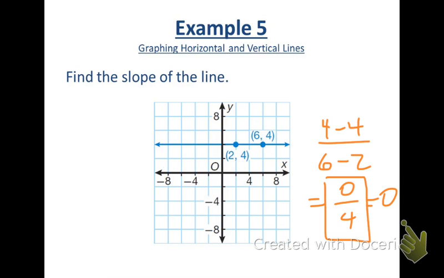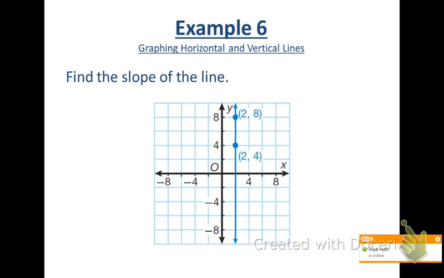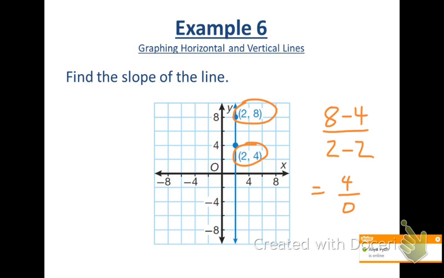Okay? All right, what's the slope of this line? Same line. Why? Because it's vertical, right? But if we use the slope formula, change in y, y2 minus y1, 8 minus 4 over 2 minus 2, that's equal to 4 over 0, which is undefined. Okay, the vertical line has a slope that is undefined.